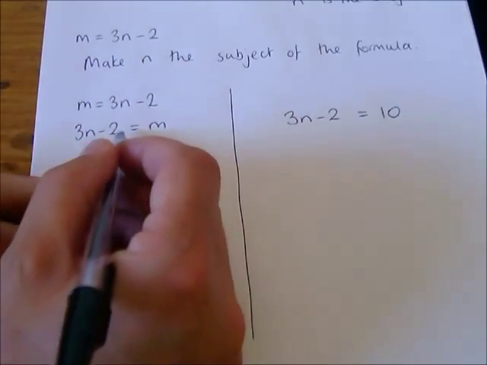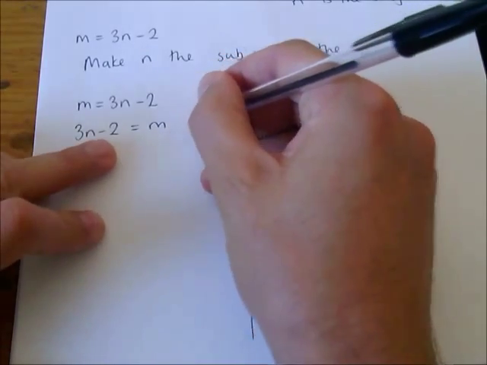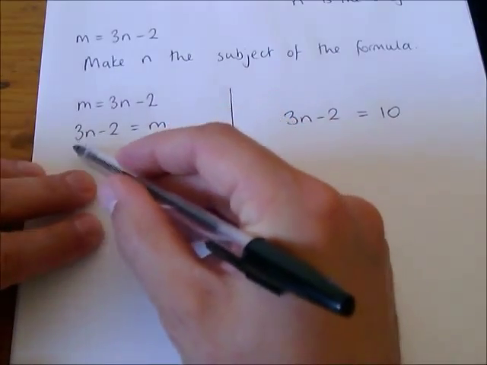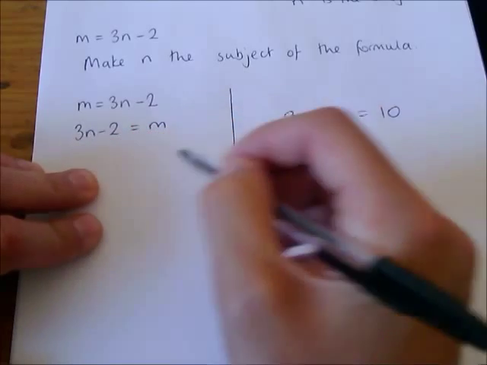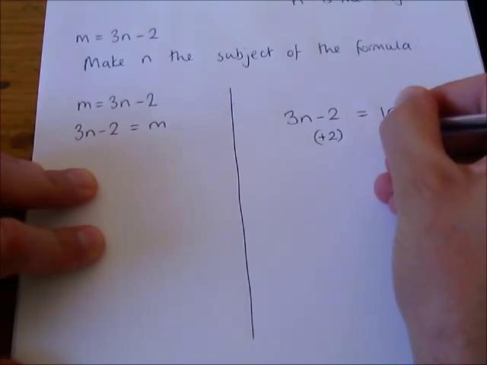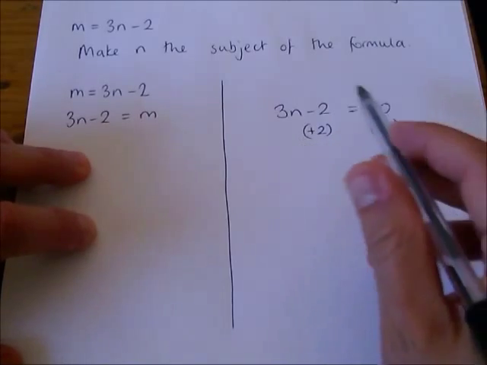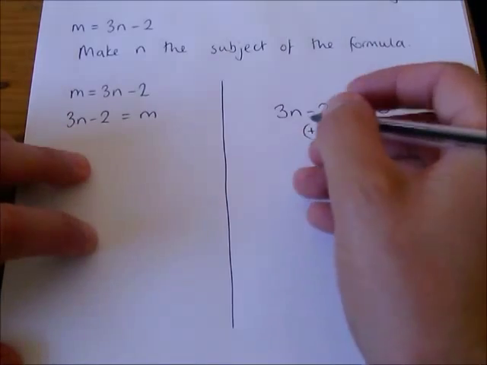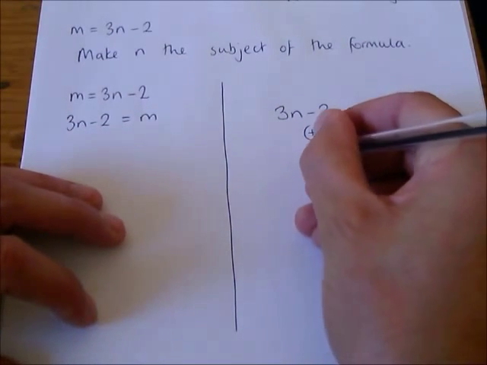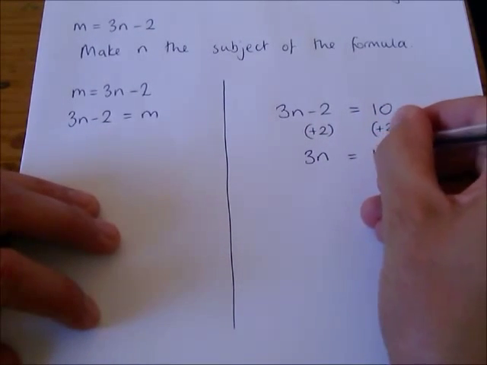The reason I've done that is because I'm going to use an analogy. I'm going to ask you to think how you would solve this equation and then apply those same techniques to this formula. So hopefully you will know that if you're going to solve this equation here, a good starting point is to add 2 to both sides of the equation. So we get 3n minus 2 plus 2, and if you simplify that you just end up with 3n, and 10 plus 2, if you simplify that, it makes 12.